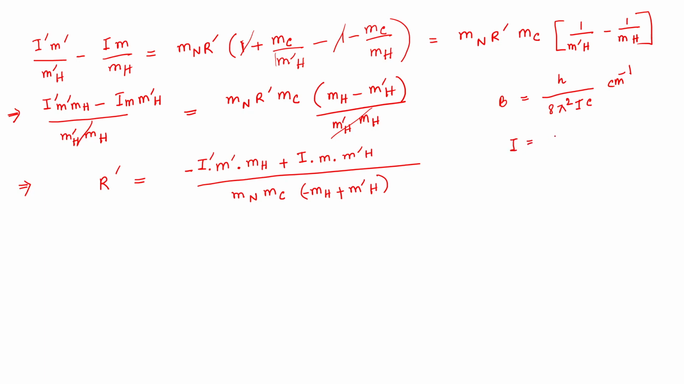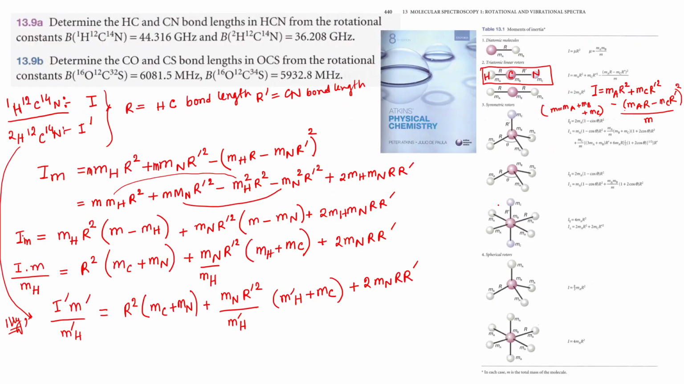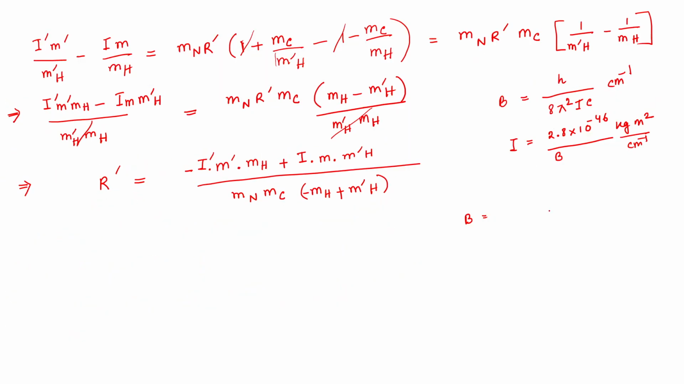So your I is whatever I have written, 2 into 10 to the power minus 46 kg meter square centimeter inverse into B. Now B is given, 44.316 gigahertz, that is 44.316 into 10 to the power 9 hertz.